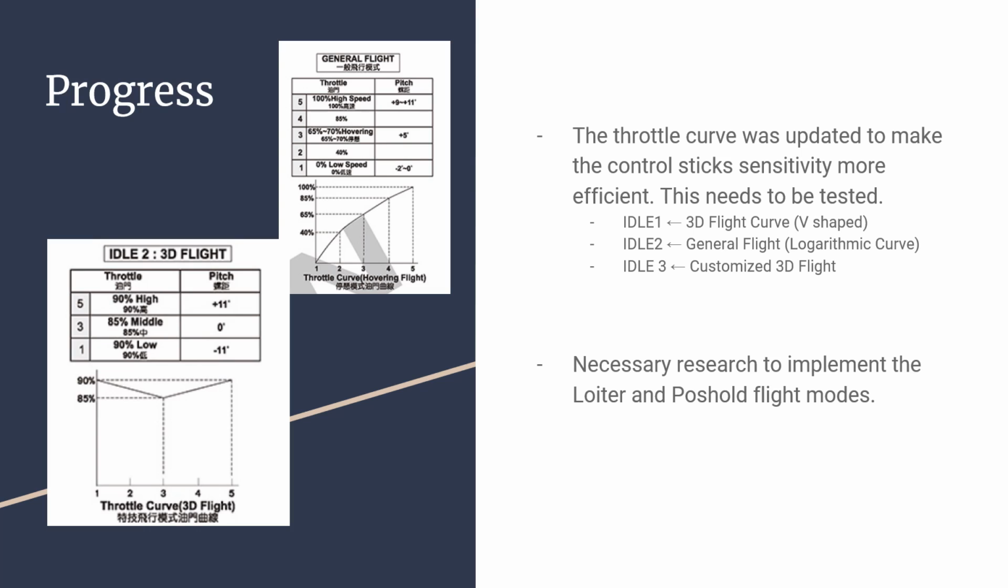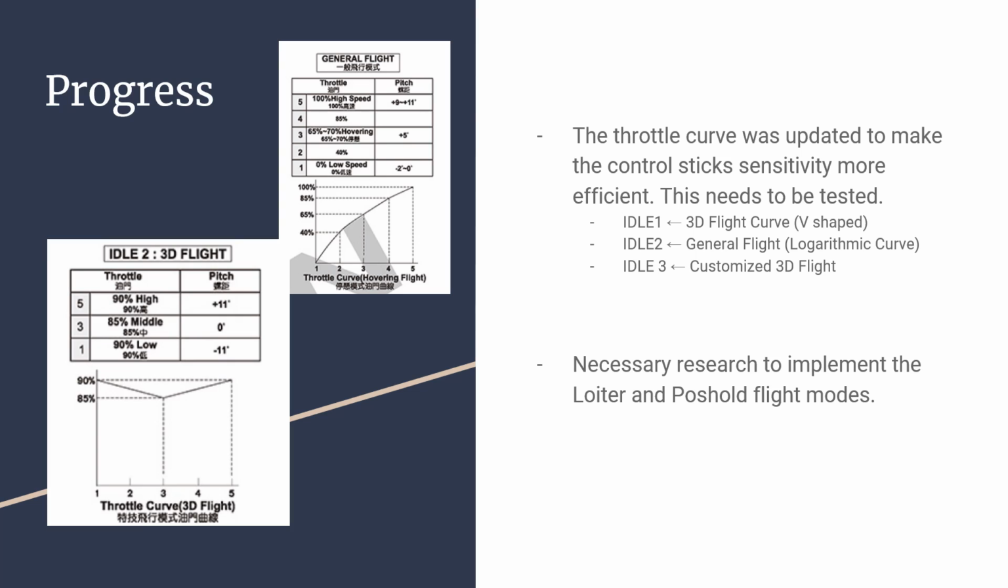Regarding the throttle curve, it is a measure of how sensitive the control sticks will be at different positions and can be configured to achieve multiple sensitivities and gain more efficient manual control over the helicopter. The helicopter, whose model is the Align Trex 500X top combo, had some preferred configurations in the manual which were then configured into the control sticks. These were the 3D flight curve and the general flight curve.